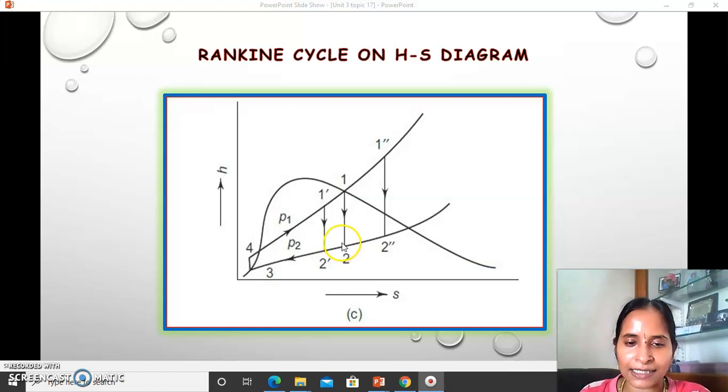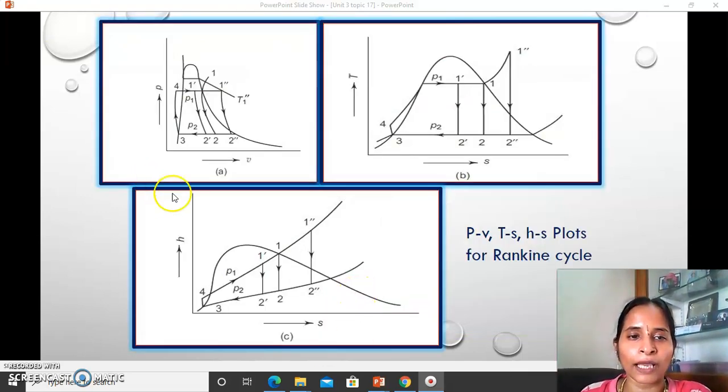You just sit and try to practice in all the three coordinates, so that if any problem comes, you can immediately solve it within a fraction of a second if you are well versed with the PV, TS and HS diagrams. That much it is very important. Now I have included all the PV, TS and HS diagrams in a single slide for your better understanding, deep analysis and remembrance.